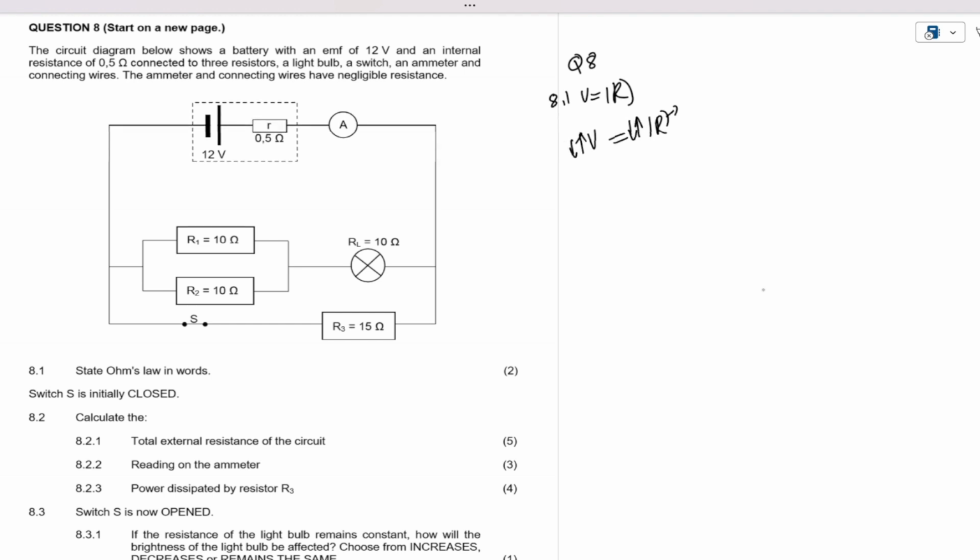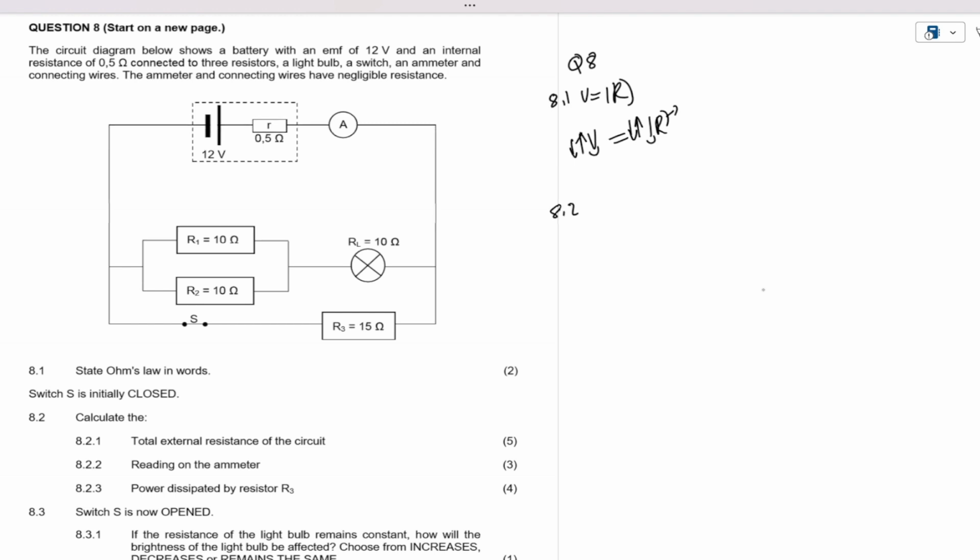So what does it say in theory? It says that the potential difference across a conductor is directly proportional to the current passing through that conductor, provided the temperature remains constant. So it's just saying that the potential difference is directly proportional to the current, provided the temperature remains constant. That's how we define the first one.